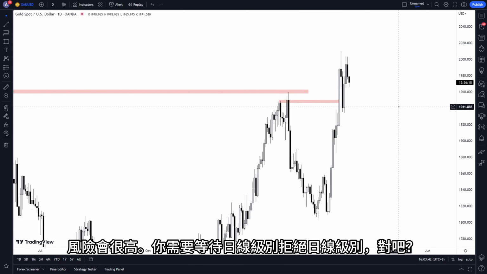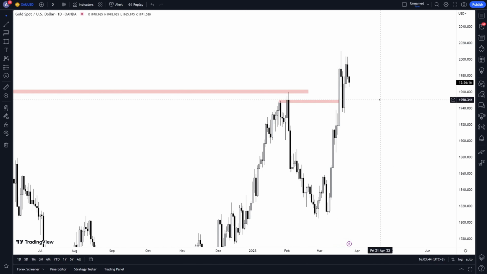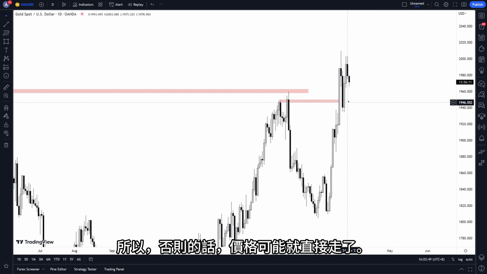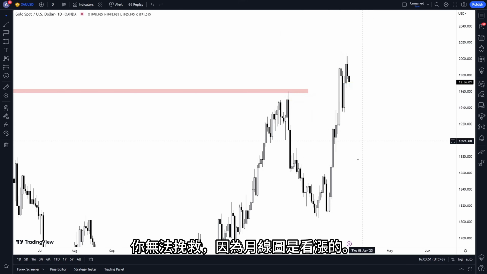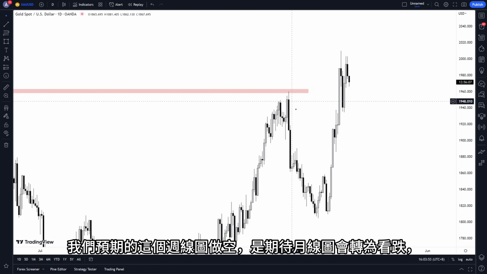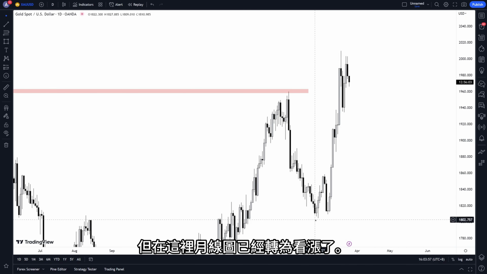You need to wait for the daily reject daily, correct? Of course you need to wait for that. Otherwise, price can just go. You can't say, because the monthly is bullish, this weekly sell, we're anticipating that monthly turns bearish, but the monthly has turned bullish over here.